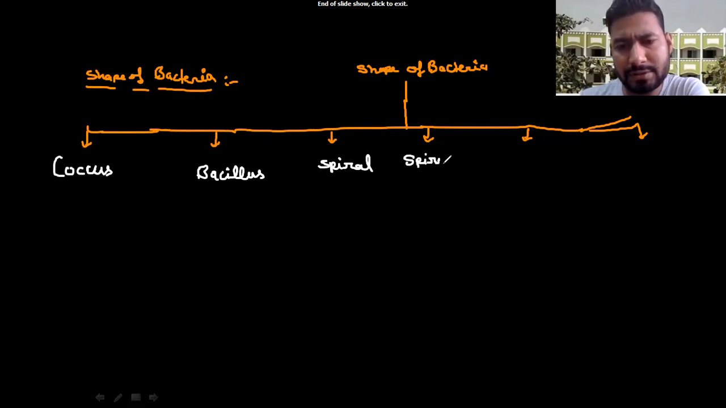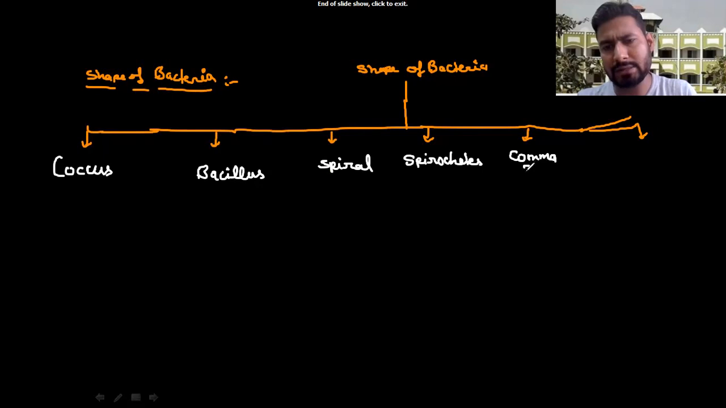And the next one is the spirochetes. And then comma shape bacteria. And the last one is the pleomorphic. Pleomorphic means they do not have a fixed shape. So pleomorphic bacteria don't have a fixed shape.